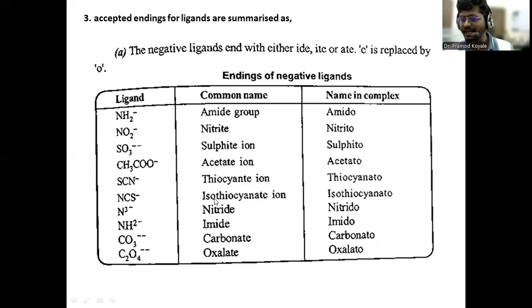We have the nitride also. So the name of the nitride in the complex is nitrido. For imide it is imido, and so on. For oxalate it is oxalato. Okay, so these are some negative ligands and their endings, how the ending should be mentioned in the IUPAC nomenclature during the naming.